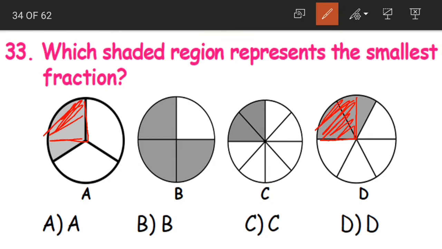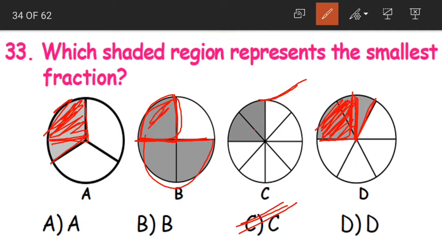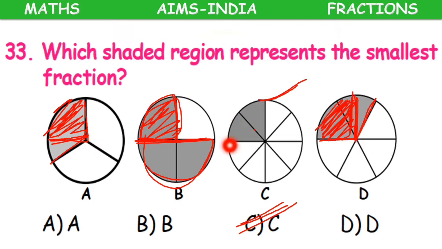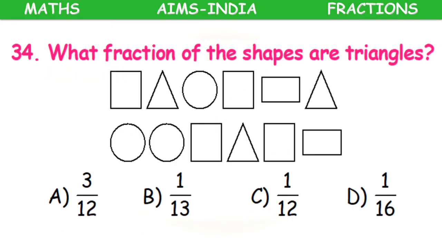See, even if you compare the shaded region, without doing any calculations, we can easily say that option C has our smallest shaded region. Yes or no, children? See here, this is extra. Here also this is extra. If you look at this, only one part is shaded. These two are our extra parts. So C has the smallest shaded region.